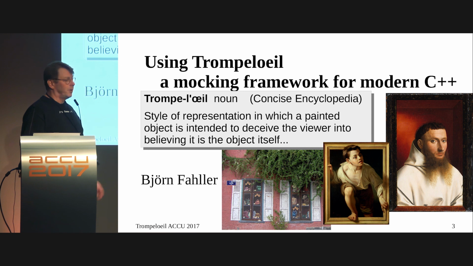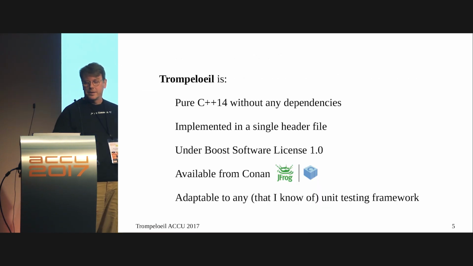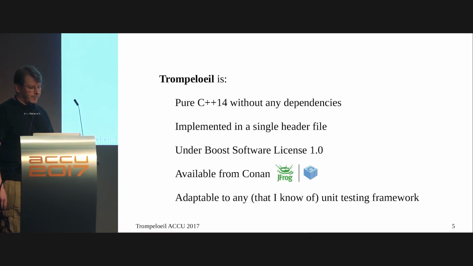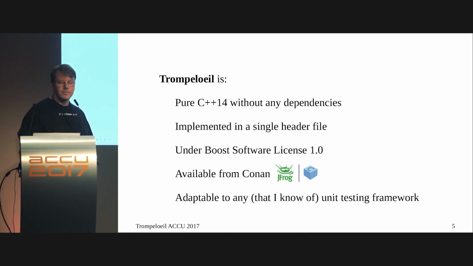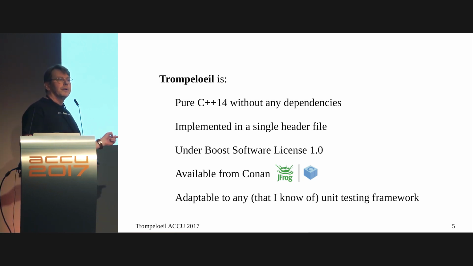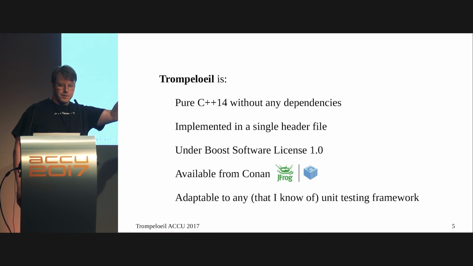And Trompeloeil is of the latter kind. To the best of my knowledge, it's completely within the language. It's pure C++14. There are no dependencies to anything other than, well, the standard library. The implementation is a single header file. It's a little bit more than 3,500 lines of absolutely horrendous macros and template black magic. It's on the Boost license, so it's, from a legal perspective, quite available. Available from Conan. If you like that, you can talk to the Conan guys who are sponsors of this event.